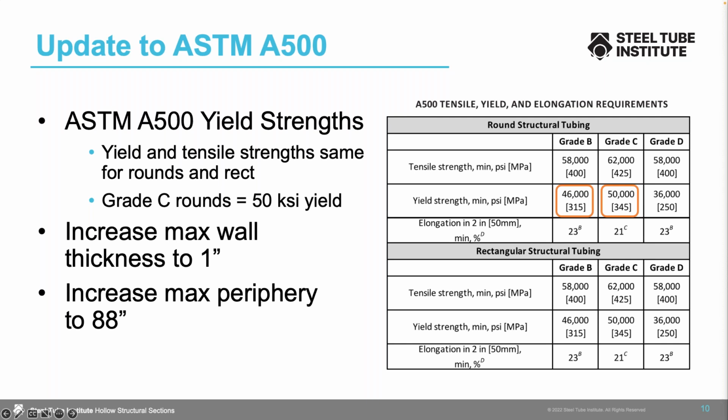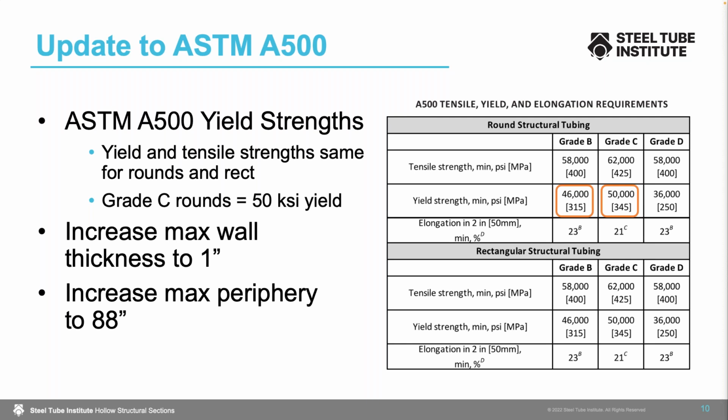So you can see that for grade C, the round structural tubing has the 50 KSI yield strength, which is the same as the rectangular structural tubing at the 50 KSI yield strength. So now everything is 50. If you are still specifying 46 KSI for your round tubes, that is no longer the case. It's a great advantage. Take advantage of whatever extra yield strength you can get.